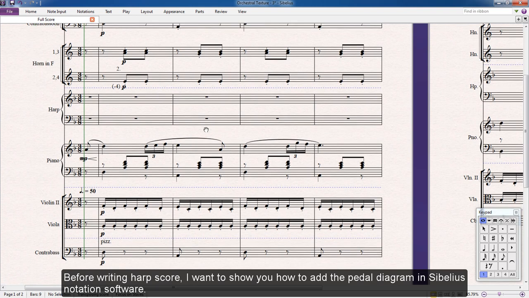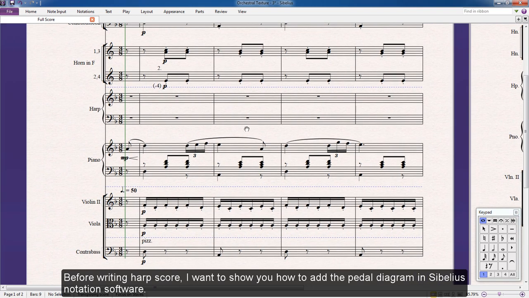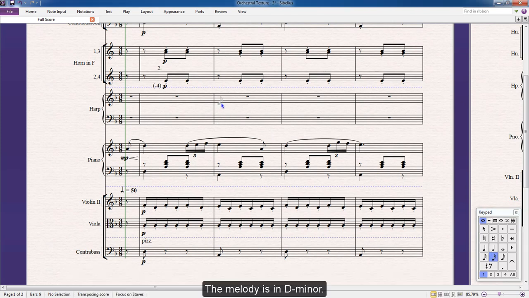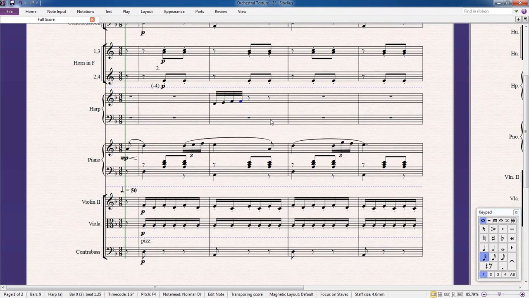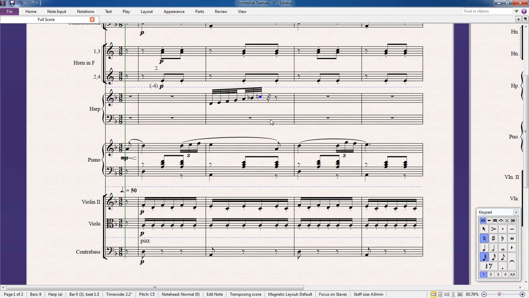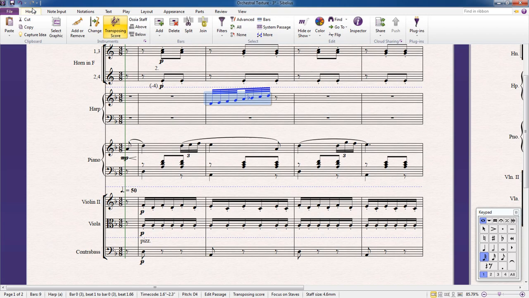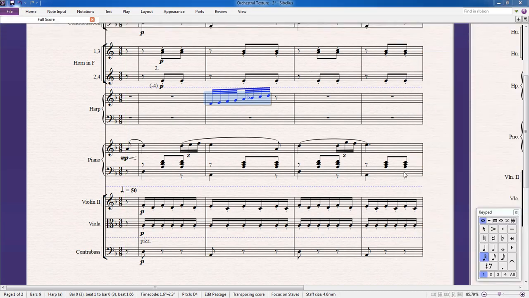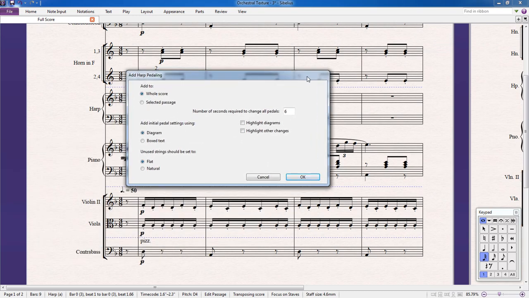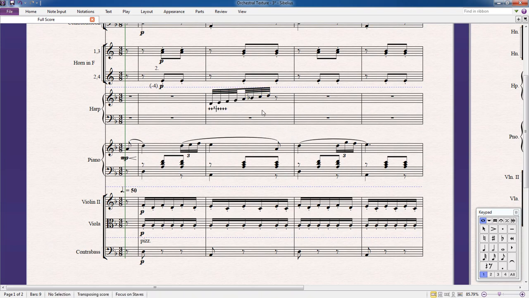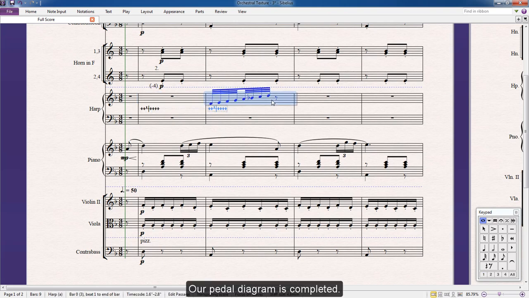Before writing the harp score, I want to show you how to add the pedal diagram in Sibelius notation software. The melody is in D minor. Our pedal diagram is completed.